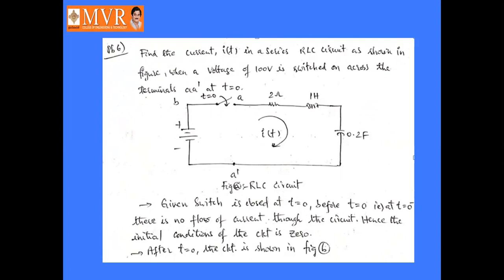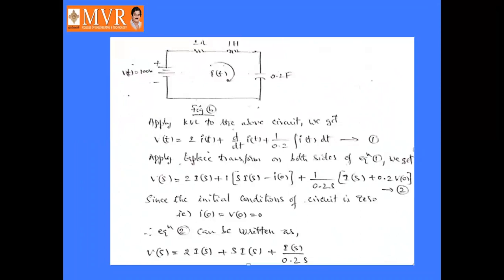At t equal to 0 minus, there is no flow of current through the circuit. After t equal to 0 only, there is a possibility of flow of current through this circuit. Like this, we have taken the loop equation, and after that we will write the KVL expression. After that we will take the Laplace transform on both sides.